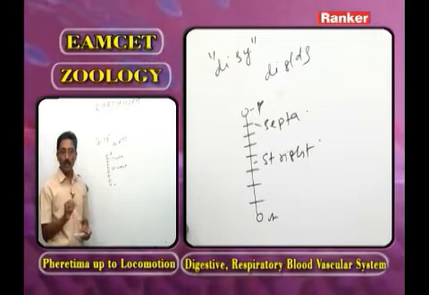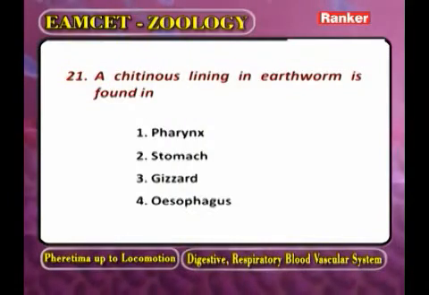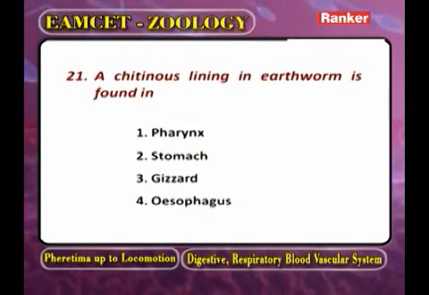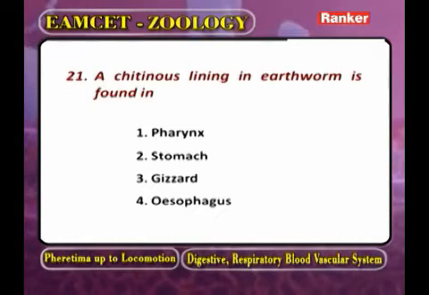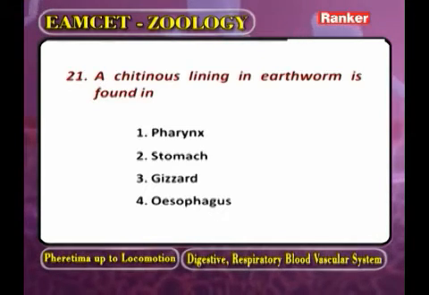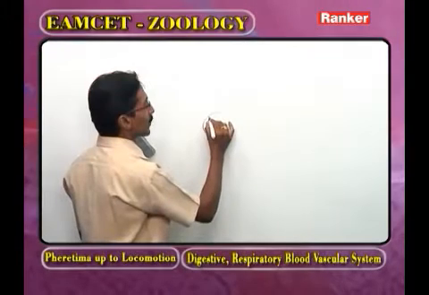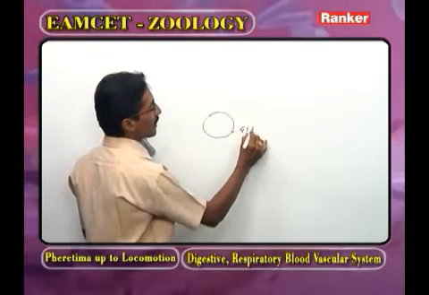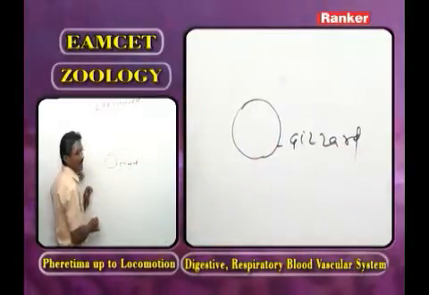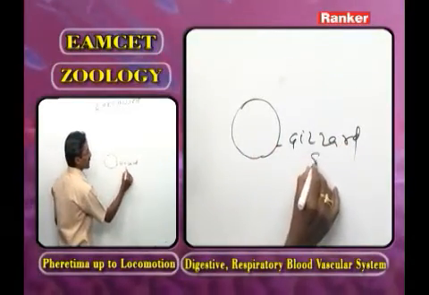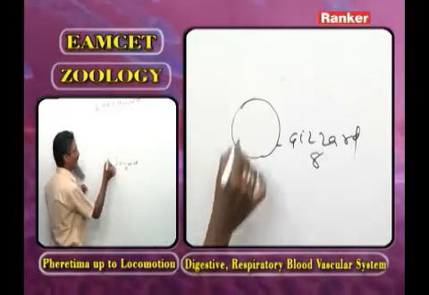Now, what is the question? A chitinous lining in earthworm is found in. Now this part we call the gizzard. The gizzard is present in the 8th segment.